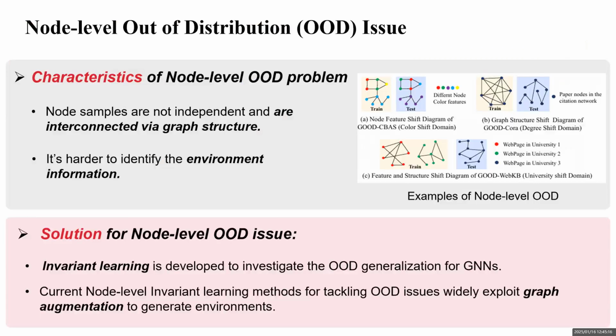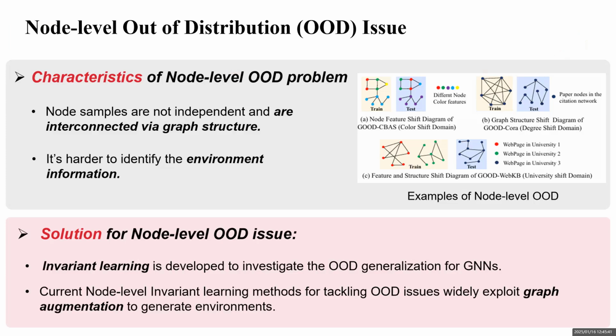The node-level OOD issue denotes there are distribution shifts between the training and test nodes, which may originate from node feature and graph structure shifts, as demonstrated in diagrams. Because node samples are interconnected and are not independent, it's harder to identify the specific environment. The node-level OOD generalization study is more challenging and less explored.